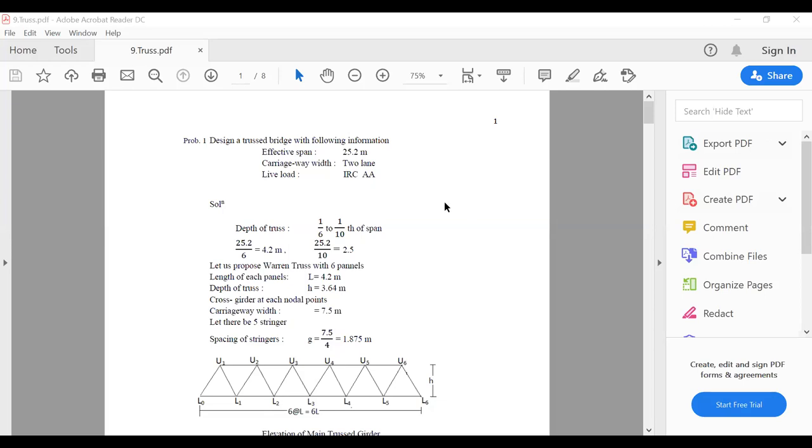So we can start. As I have told you, if my voice is fluctuating, please let me know. If my voice is fluctuating, please let me know. Okay, fine.